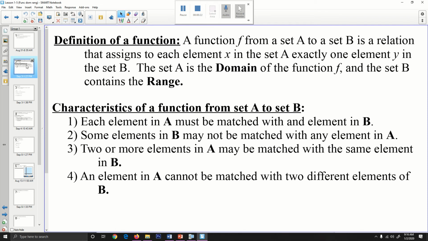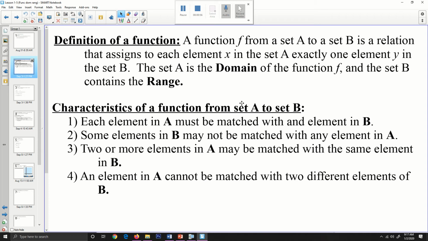The definition of a function: f from a set A to a set B is a relation that assigns each element x in set A to exactly one element in set B. And the set A is the domain of the function, and set B contains the range. So a couple things here. The big one is not every element in set B must be used for the range. So you can have elements in set B that are not necessarily in the range, and I'll show an example of that fairly shortly.